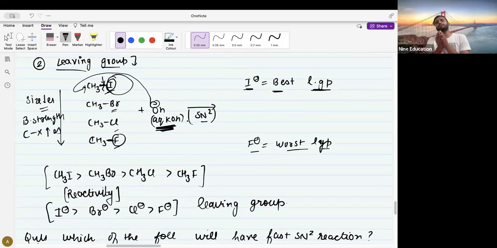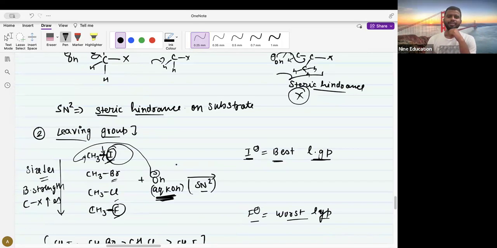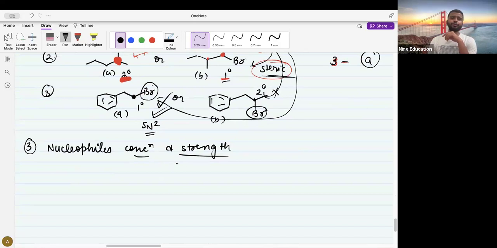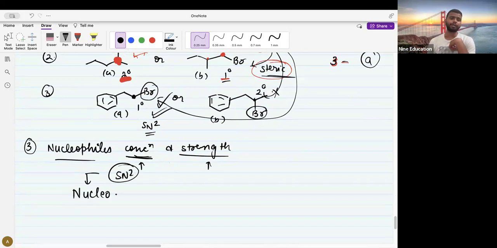If I am small and thin, like a little baby going inside, the attack will be very weak. If a bodybuilder is there, even with many steric hindrances, he can go and attack easily. In the same way, for an SN2 reaction the nucleophile concentration and strength should be strong. We will know the concentration and strength by a property of the nucleophile known as nucleophilicity.